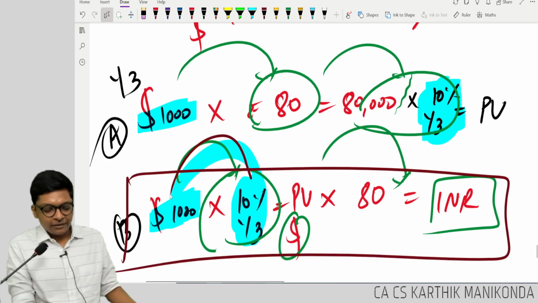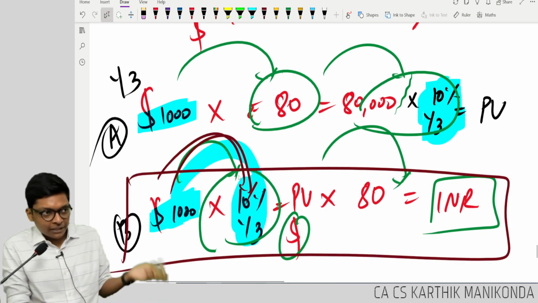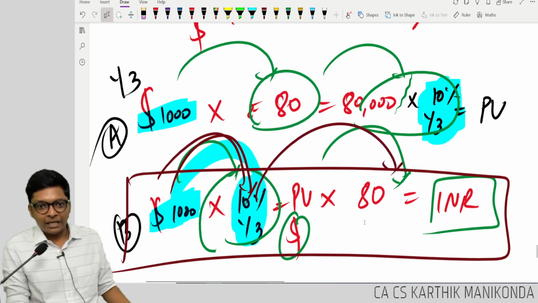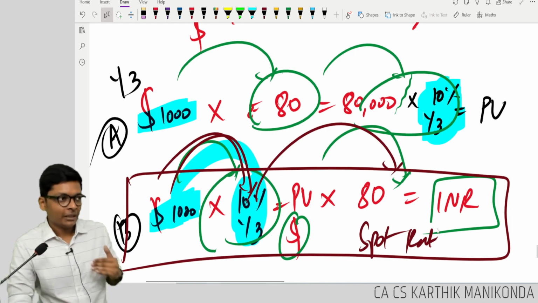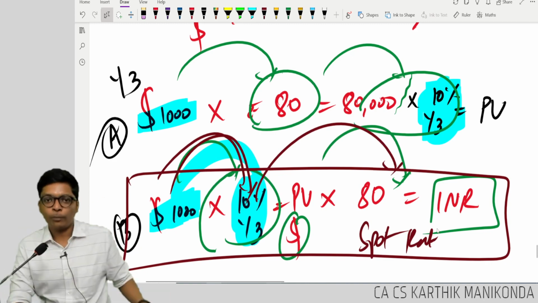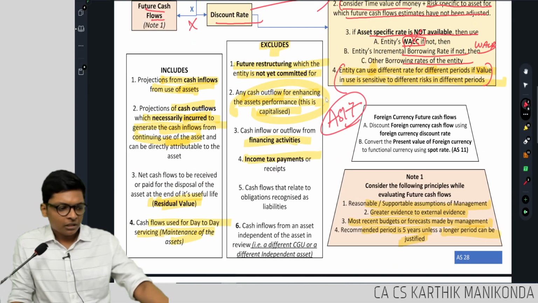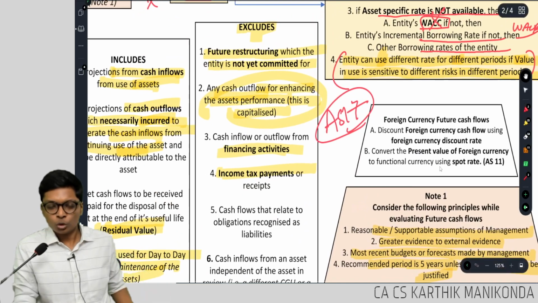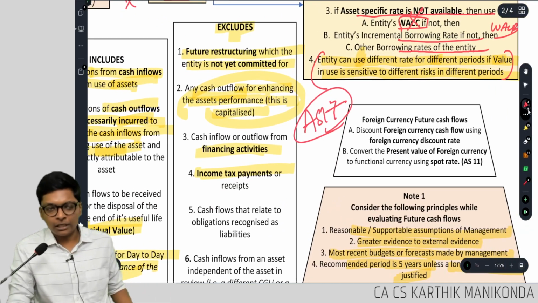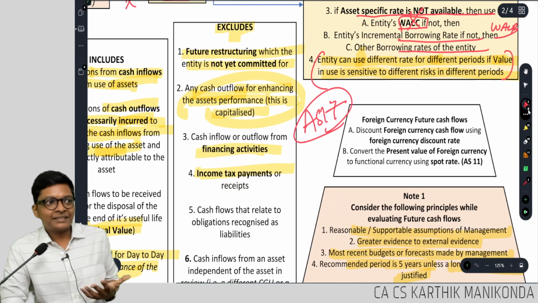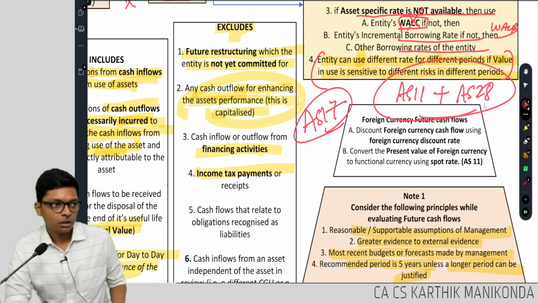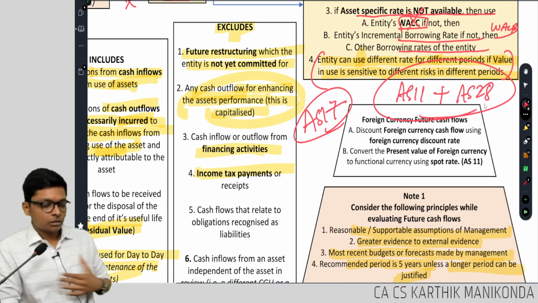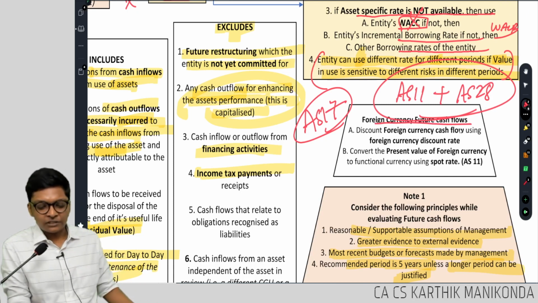Method B, first discount in dollars, then convert to INR using the spot rate. Why spot rate? Present value means today's rate. Spot rate. That only is used over here. Again, do we have a sum? No, there is no sum in the inter or final book. But if the examiner wishes to read AS 11 along with AS 28, he will ask a sum. Are you following, guys? So, foreign currency future cash flow.